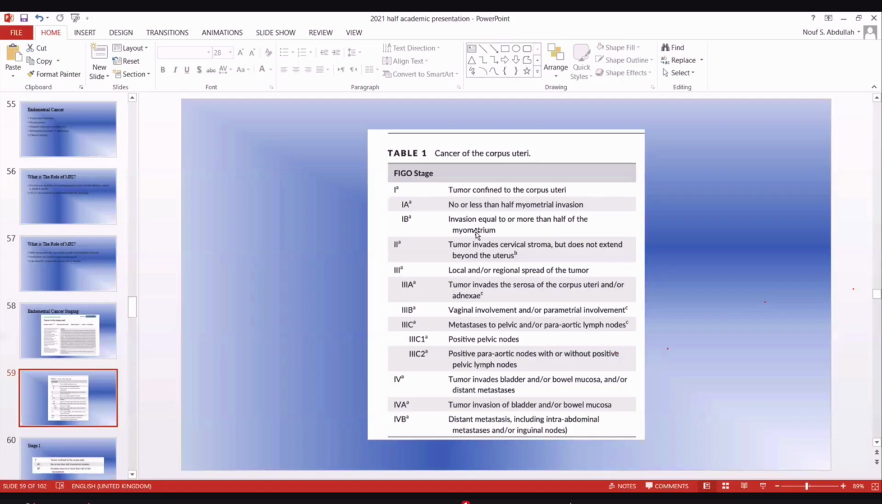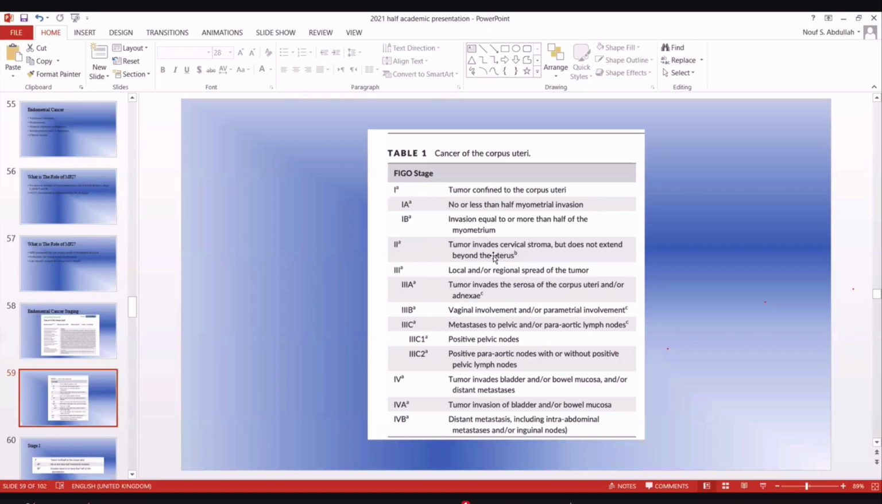1B, there is invasion to more than half of the myometrium. In the old staging, we had to have A, B, and C. So now it's only A and B. When I have 1A and the patient has multiple comorbidities and I tell them with MRI, then they can go for hysterectomy without retroperitoneal lymph node dissection.